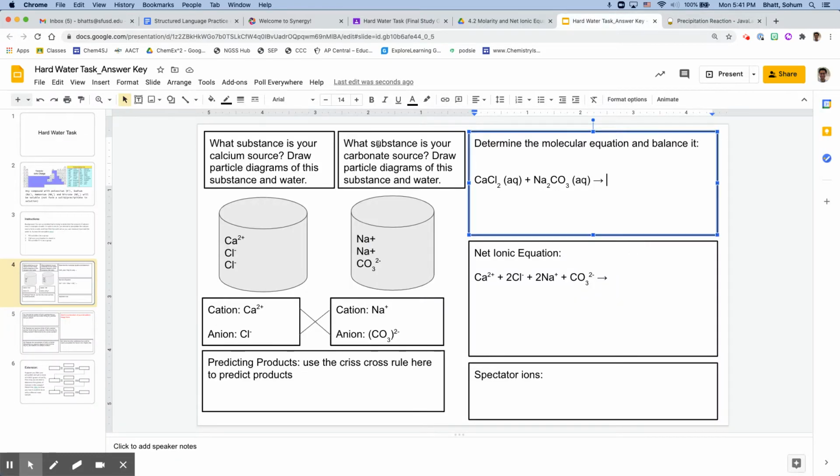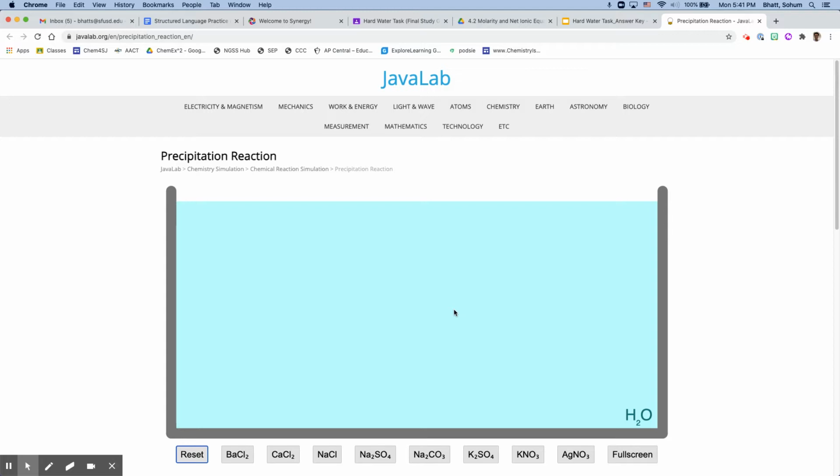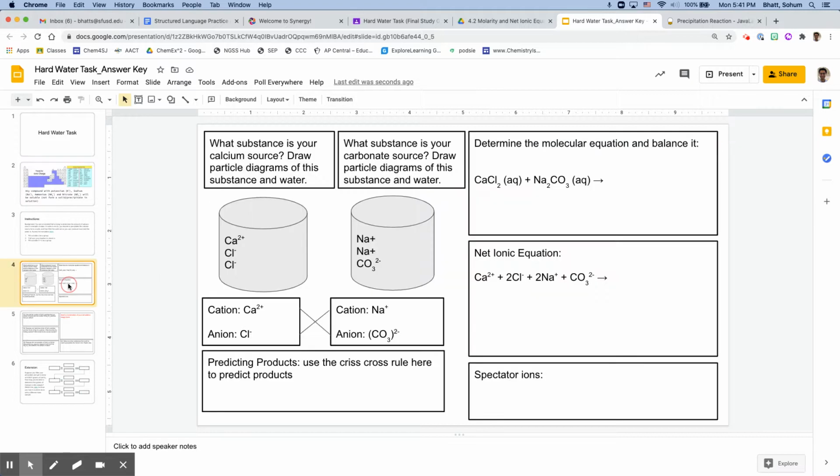And then this says, what's your carbonate source? Carbonate right here is, where is it? Right here, CO3 2- ion. And so I look for that. I see a CO3 right over here. And so this is going to give me, I click twice, but if you only click once, it's going to give me two sodiums and one carbonate polyatomic. So over here, I'm going to model two sodiums and one carbonate polyatomic.